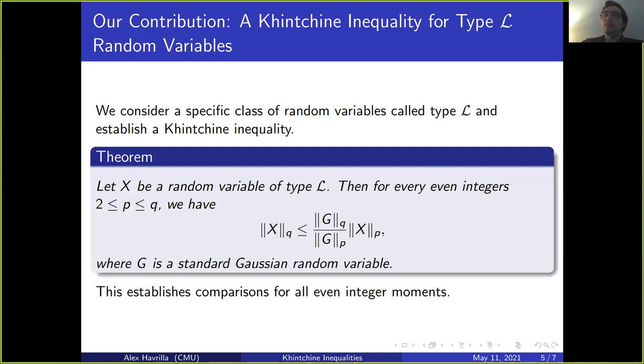And so what is our result? If we have a type L class and a random variable X which is type L, then for even integers p and q, we have these comparisons in the moments where the constant out in front is Gaussian. This is nice because for a wide variety of variables, we have a new Khinchin type inequality. Because we have a new Khinchin type inequality, we're able to control the moments of these random variables, and that in turn gives us tail bounds. So suddenly, for a large class, we better understand the asymptotic distributions of the random variables that we're working with. And that's really the goal of probability theory: it gives us control.